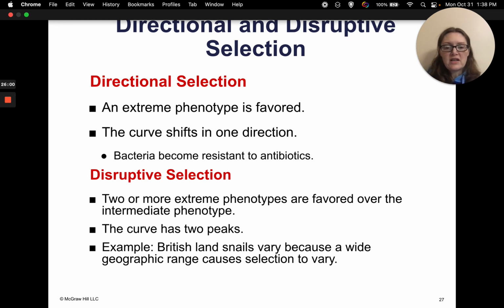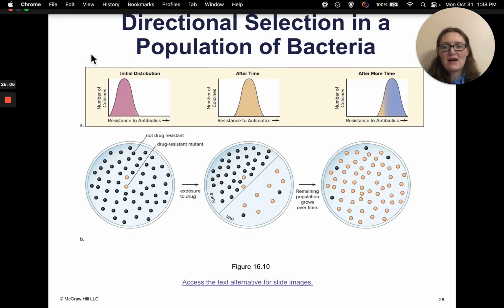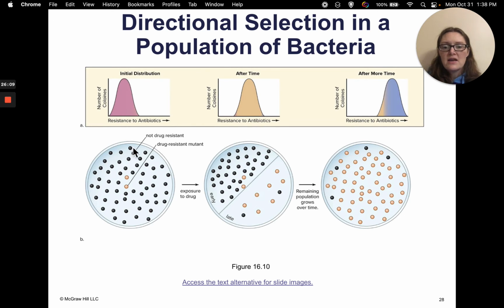British land snails vary because a wide geographic range causes selection to vary. So here we have directional selection. We have resistance to antibiotics. After time, it has caused a shift to drug-resistant mutants, and so it's shifted to this yellow one over time.